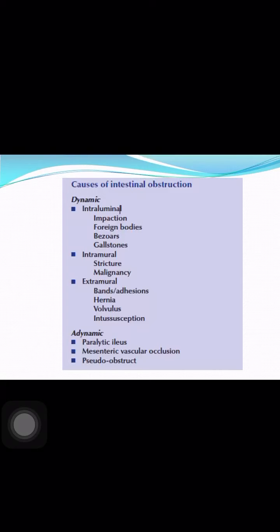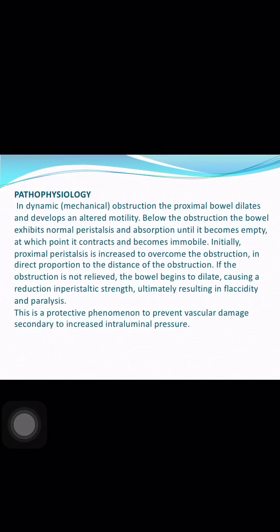Intramural, for example stricture or malignancy. Extramural from the exterior, band, adhesion, hernia, volvulus, intussusception. راح ناخذ كل واحد بوحده. Adynamic, paralytic ileus, mesenteric occlusion or pseudo obstruction.